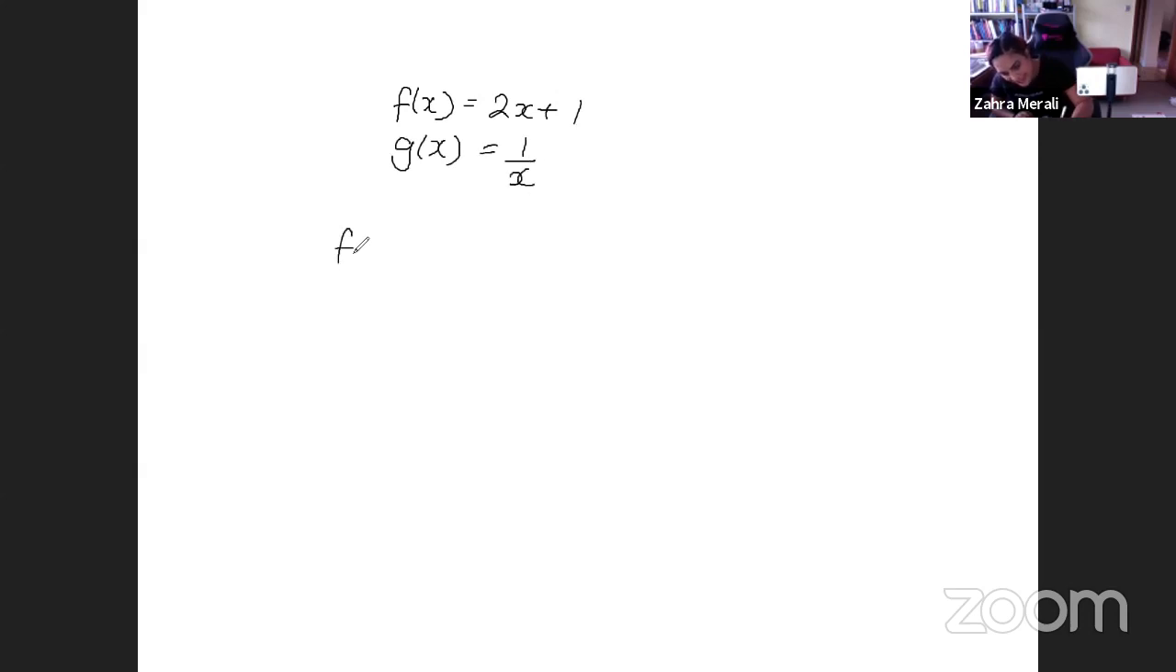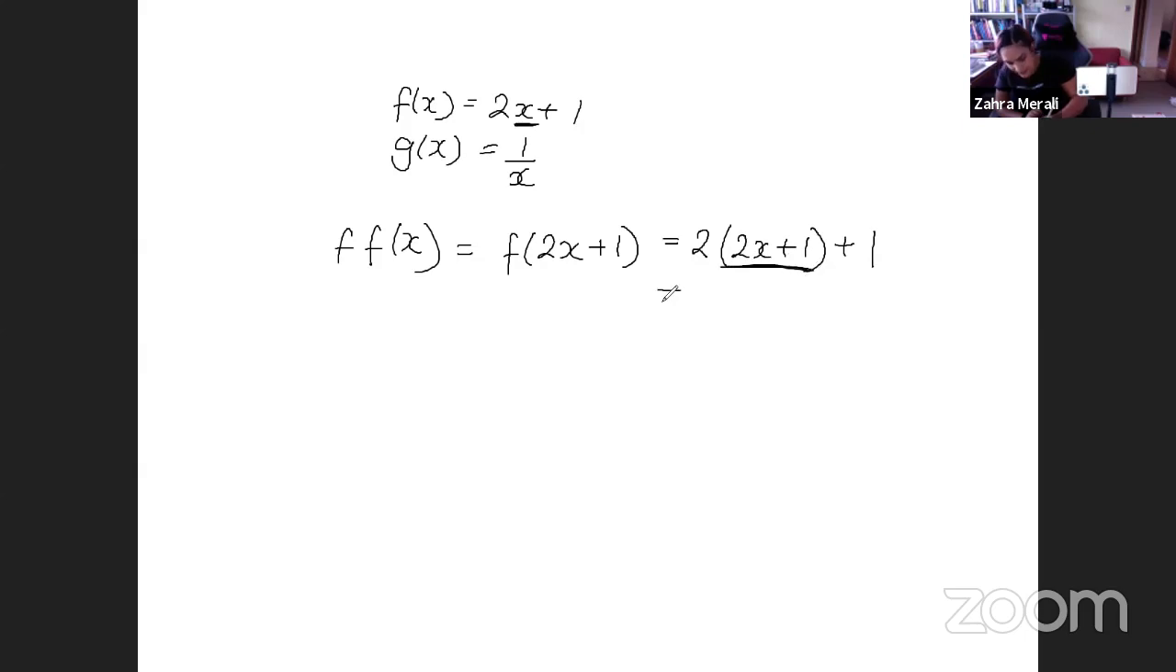Let's rewrite them. f(x) is 2x plus 1, g(x) is 1 over x. So if we had f of f(x), that's saying I'm putting f back into f. So all I'm doing is replacing that with 2x plus 1, which would be 2 lots of, wherever there's an x, putting 2x plus 1, and then I've got a plus 1, because I've just replaced that. That would give me 4x plus 2 plus 1, so 4x plus 3.